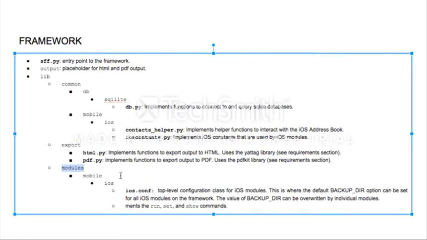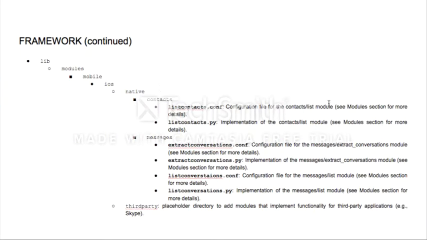There's the modules folder that contains the set of files where the modules that I'm releasing are implemented. Each module also contains a configuration file. Well, one configuration file, and this is a top-level configuration file for all iOS modules. I'm going to get into the configuration files in a little bit. Moving on, this is more related to the modules set of files.